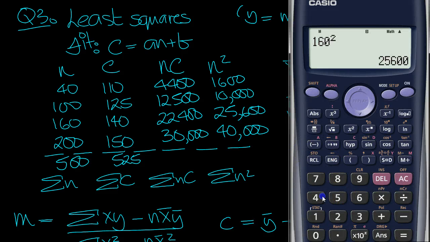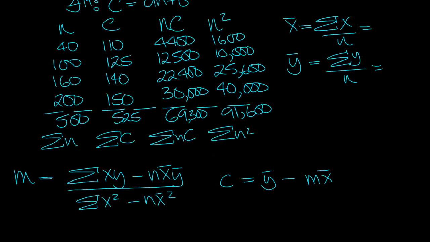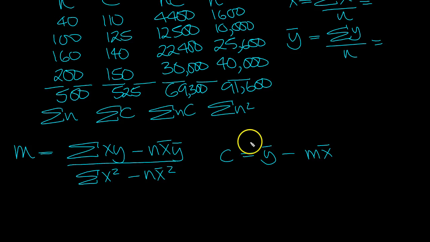Oh, let's just add it up. 4400 plus 12,500 plus 22,400 and plus 30,000 is 69,300. And this one, 26,000, 66,000, 86,000, 91,600. So hopefully that's alright. Let's just go forward in the hope that it is.